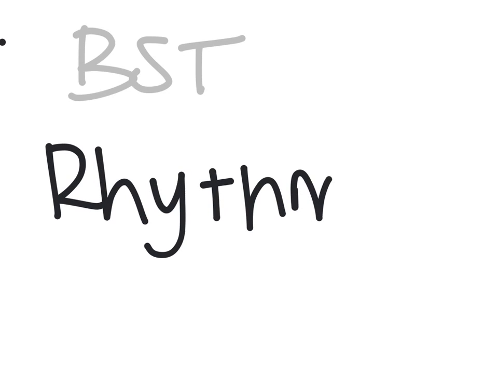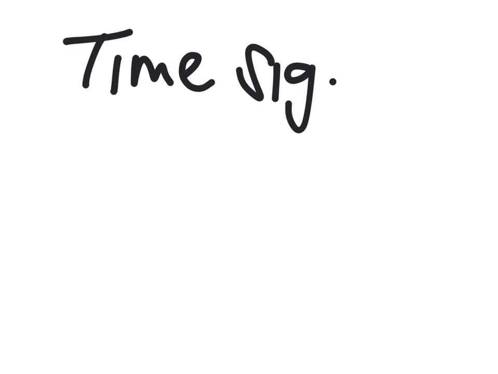In this video, I will talk about time signatures and the notes that go into the different types of rhythm in music. The first thing we're going to talk about is time signature. Time signature tells you how many and what kind of notes per measure there are.